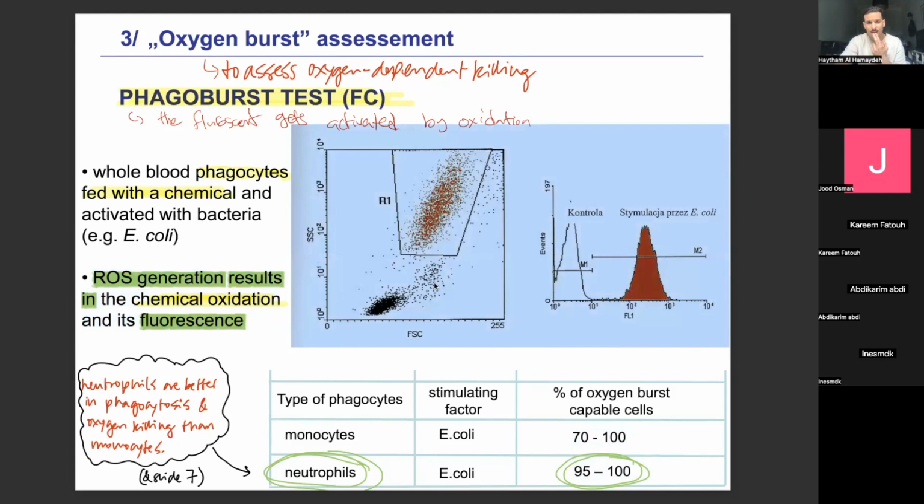We have 10 minutes to go. I'm gonna cut it after 10 minutes and restart it.